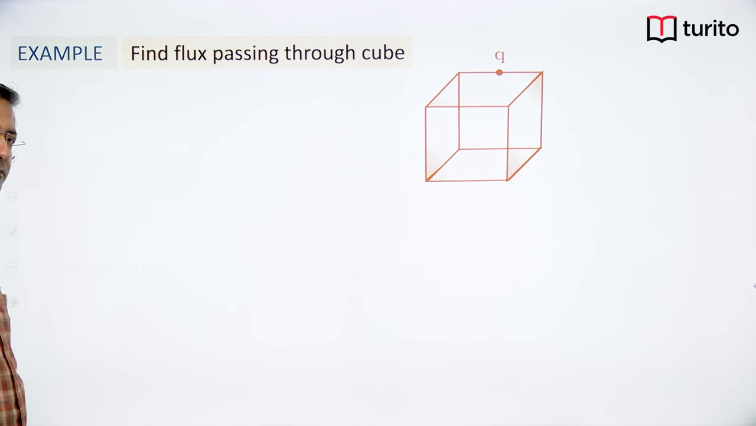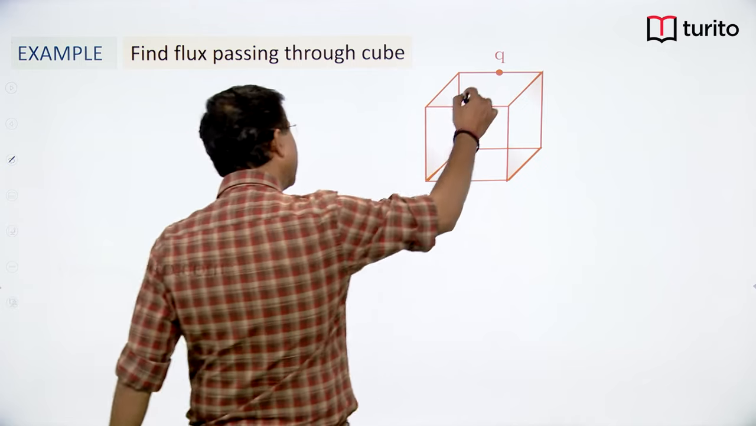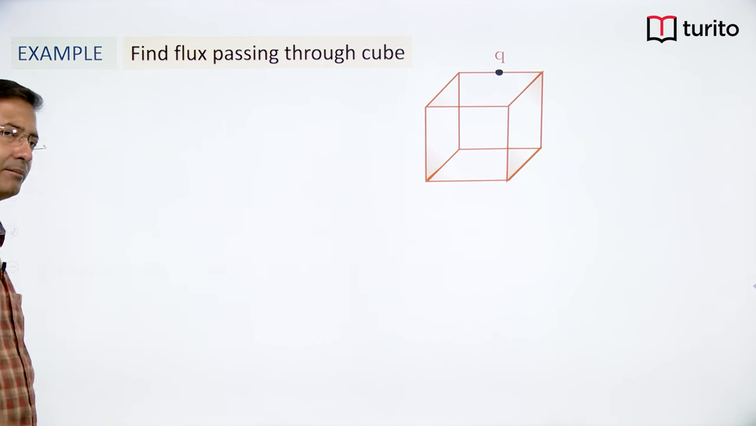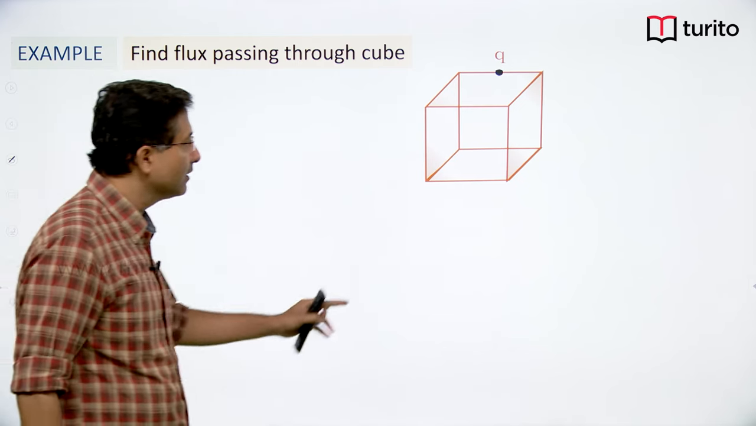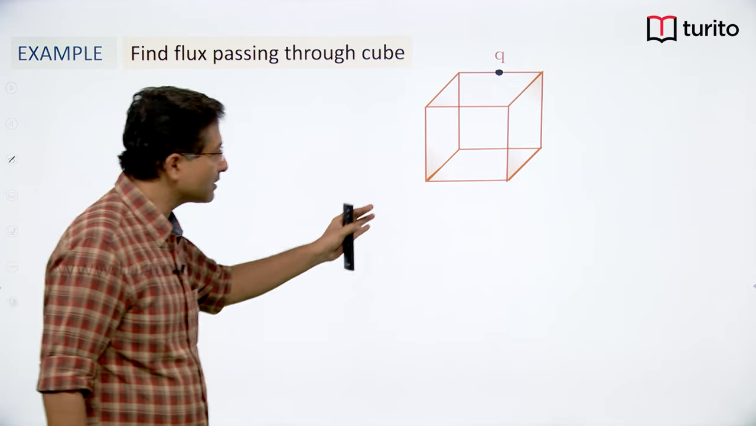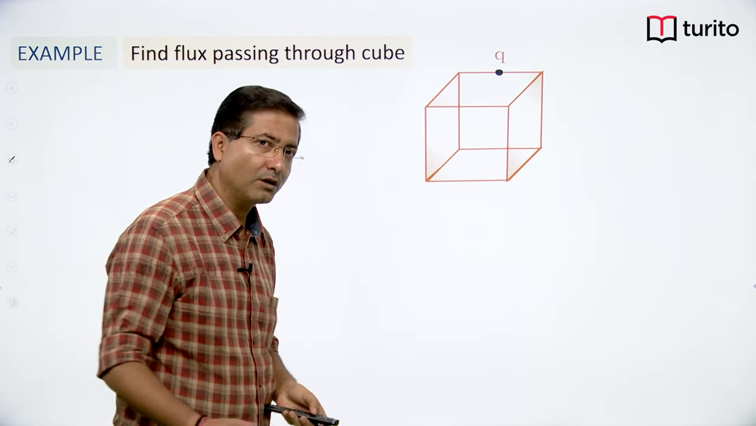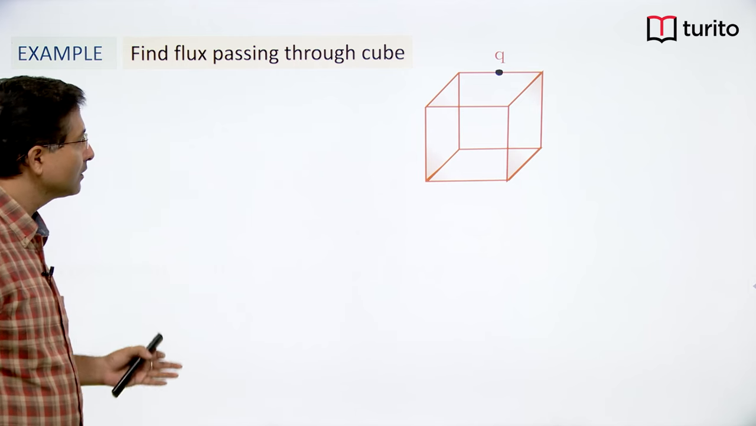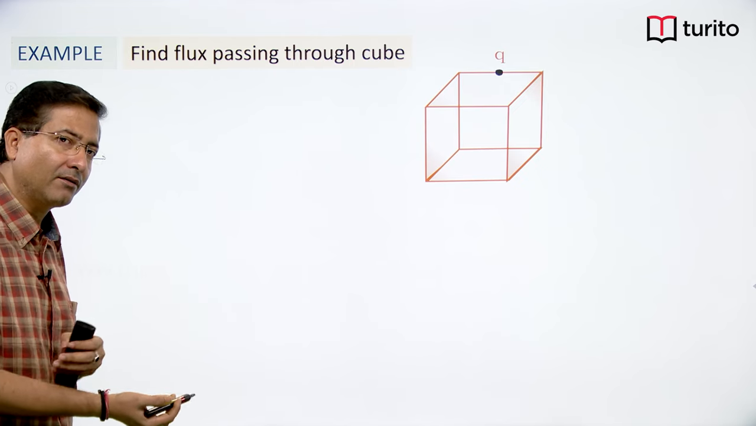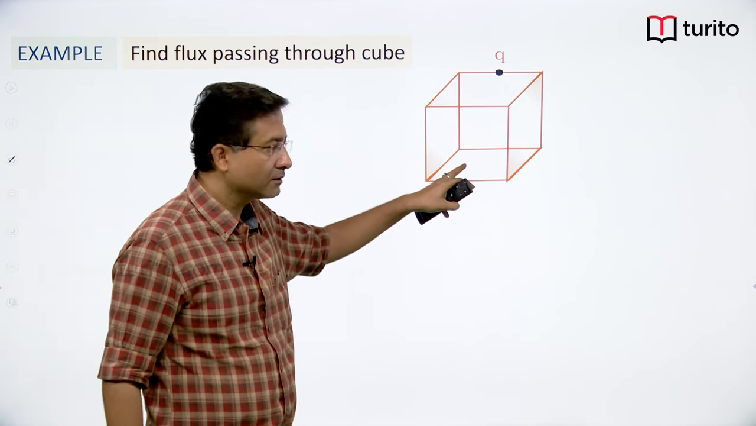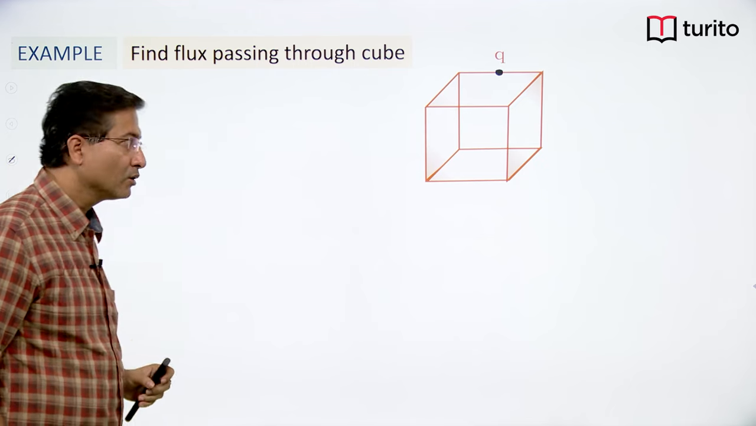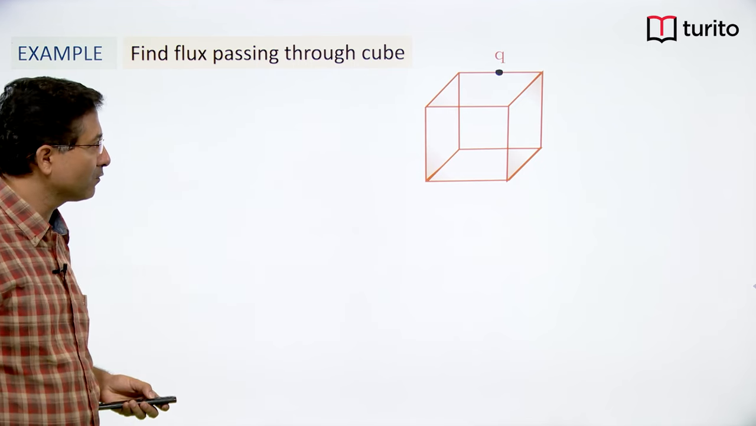Let us see another example. I am placing a charge on the edge of the cube, exactly at the middle, and I am asking how much is the flux associated with this cube. What we can do is place 4 identical cubes in such a way that they all cover this charge. So the number of such cubes required will be 4 this way.